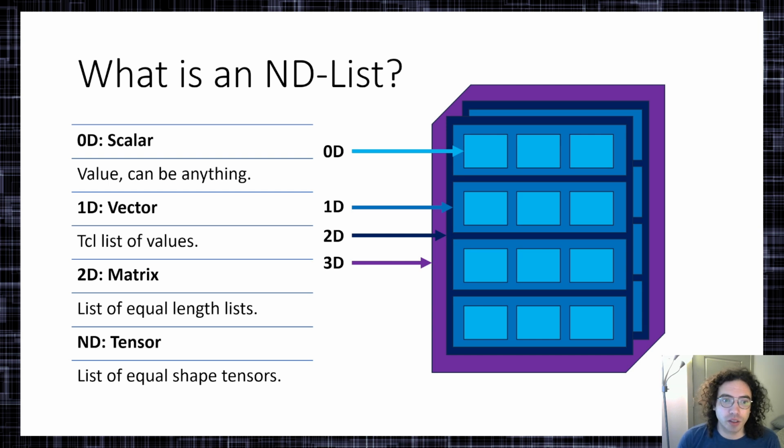And a 2D list would be a matrix. It's a list of equal length lists. And an n-dimensional tensor is going to be a list of equal shape n minus 1 dimensional tensors. So it's recursive. You can keep on increasing the number of dimensions as many times as you want. It doesn't matter.